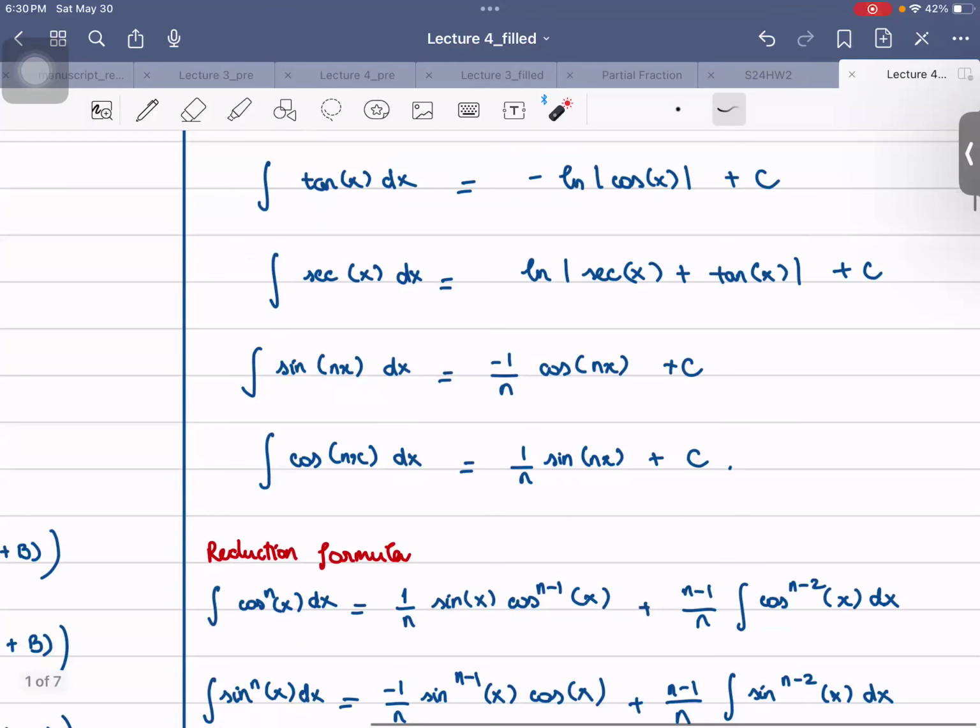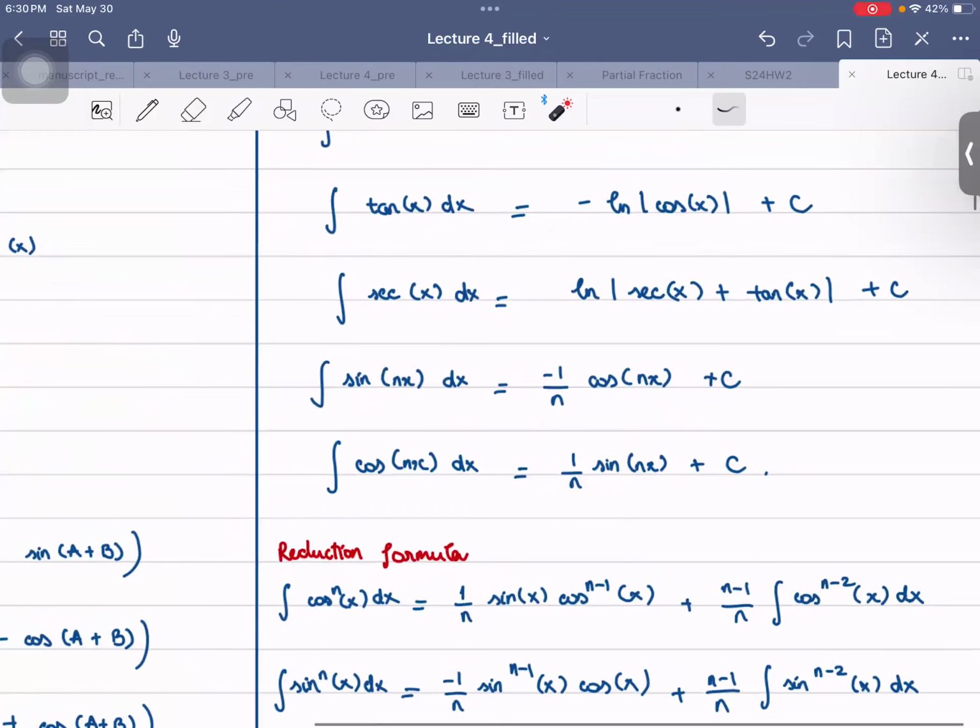But if you have some number in front of x over here, then sine still gives you negative cosine, and cosine still gives you sine. But remember to divide it by n, because of the extra coefficient over here. You can prove these two things using the substitution method. It's not a big problem.